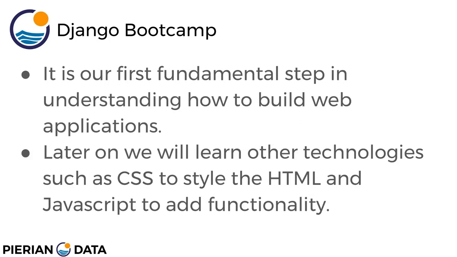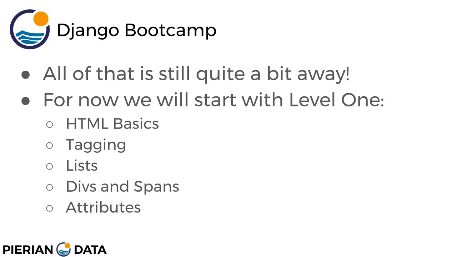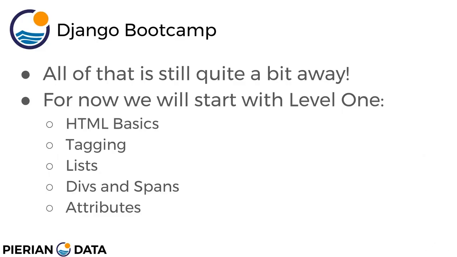Later on in future sections of the course, we're going to be learning about other technologies, such as CSS to style the HTML, and JavaScript to add functionality. Then in future sections, such as the Python and Django sections of the course, we're going to learn how to add Django template tags, connect it with Python and HTML to dynamically generate content based off a user's interaction with the website. However, all of that is still quite a bit away, and we need to start off with the very basic fundamentals of HTML, and that's Level 1.